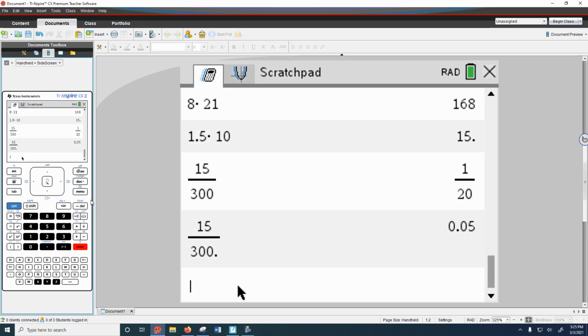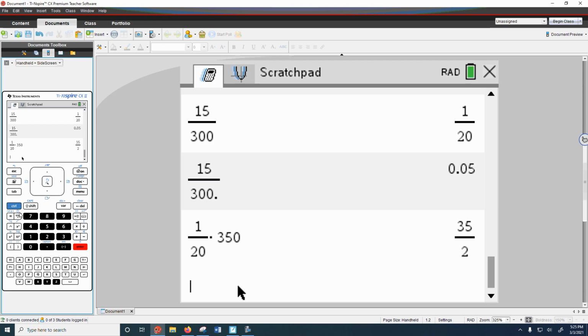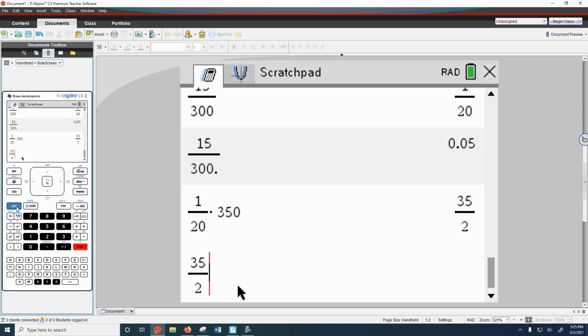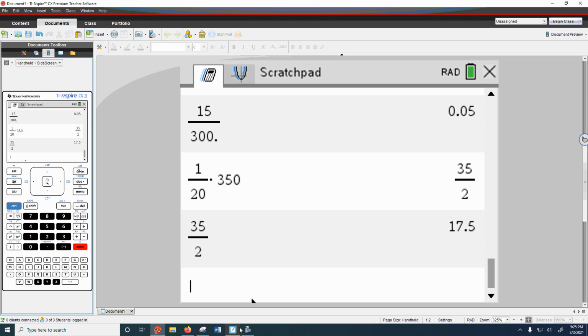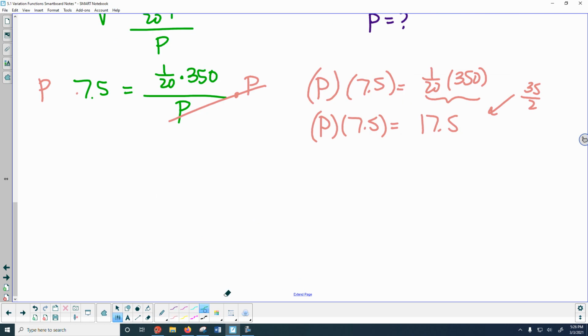So 1/20th, or again, if you did a decimal, that would have been 0.05. And we're going to multiply this by our temperature, which again was 350. So we have 35 over 2. Again, that also gives you a nice decimal, which is 17.5. That might be better to change to 17.5 at this point, but your choice. So 17.5, or you could have that number as 35 over 2 at this point. And then we're going to solve for P. So we're going to divide by 7.5 to figure out what my pressure is.